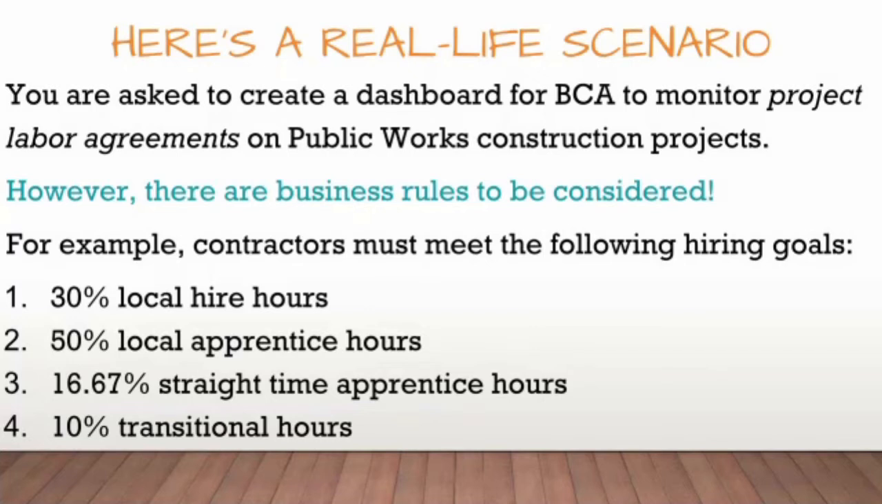And lastly, 10% transitional hours. That means 10% of all your hours have to be done by transitional workers. These are workers that are disadvantaged. They may come from a low median household income. They're typically in poverty. Okay, so there's a number of criteria. It's all listed in the project labor agreements, but for now, let's just move on.